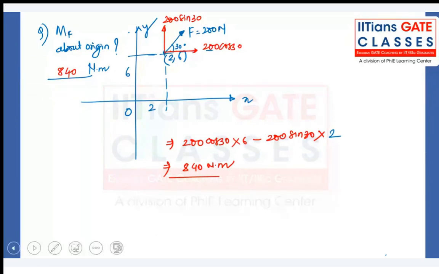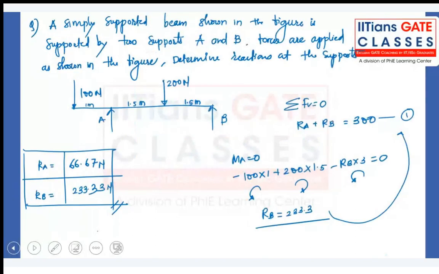Kanishk, we are taking moment about point A. So if you consider point A, the distance from the 200 is 1.5 meters. Is it clear? So that is the reason I am taking 1.5. Any doubt in these two questions? Is it clear to you all?